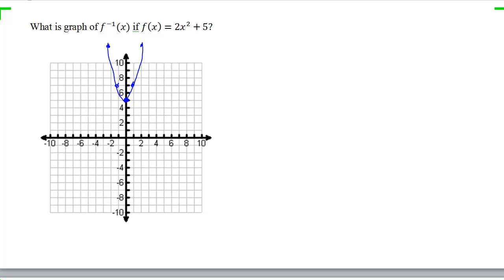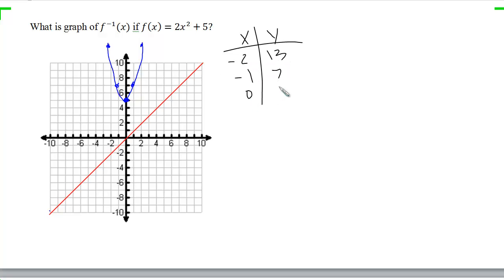Well, again, remember, we talked about an inverse being a reflection. Well, that is going to reflect over that line, y equals x. So we have a basic understanding of what that's going to look like. And again, if I think of this in terms of a table of values, I just plotted a couple points. Let's go out to negative 2 here. Negative 2 was at 13, negative 1 was at 7, 0, 5, 1, 7, 2, 13.